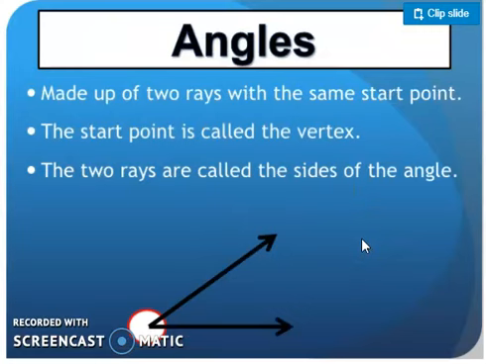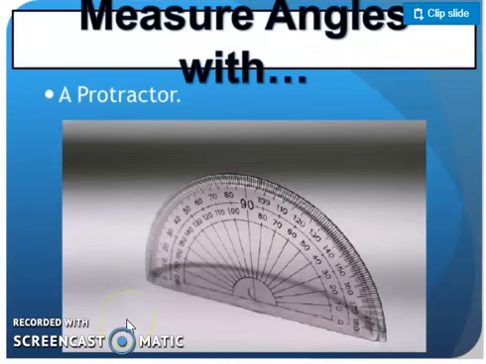Now, angles. An angle is made up of two rays with the same start point. Like this, it is made up of two rays and has the same starting point. The start point is called the vertex. The two rays are called the sides of the angle. So these are the sides of the angle and this is called the vertex. We measure angles with a protractor.